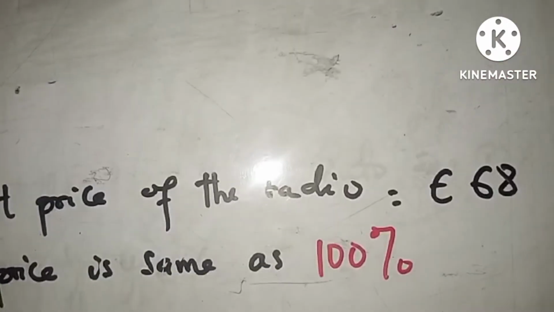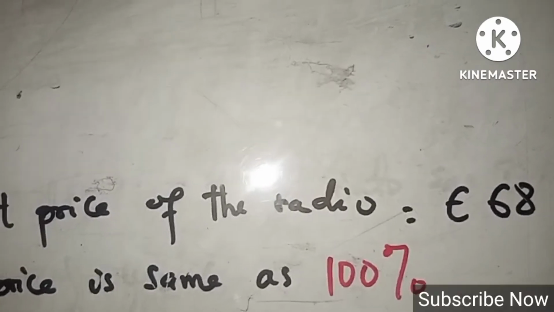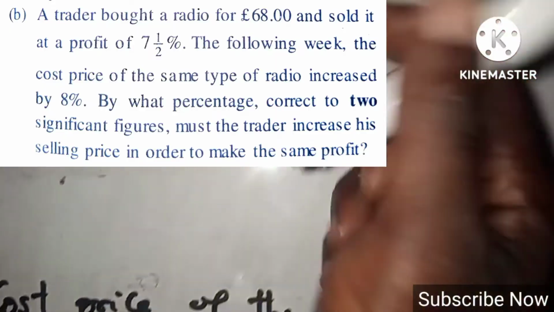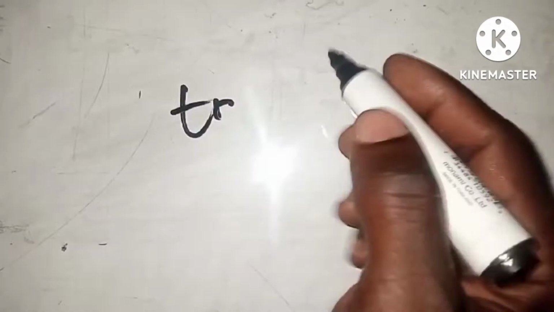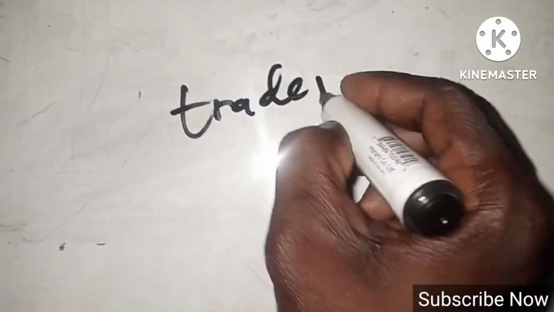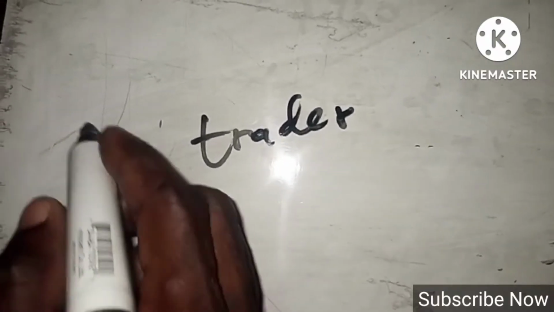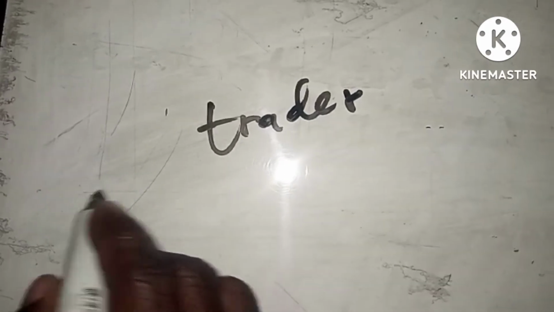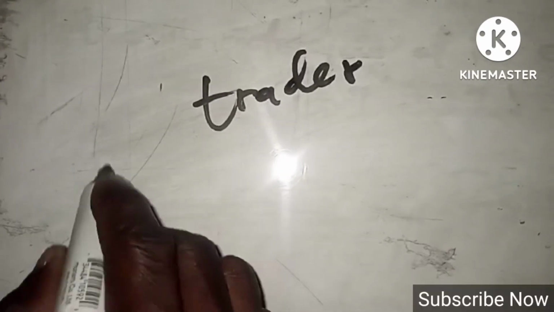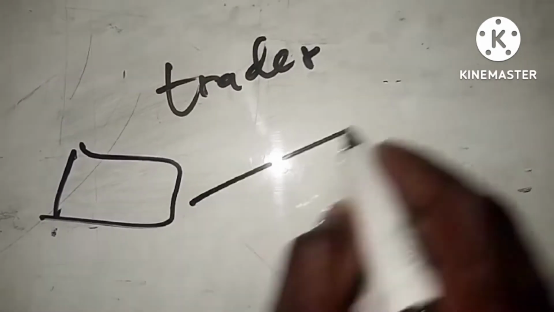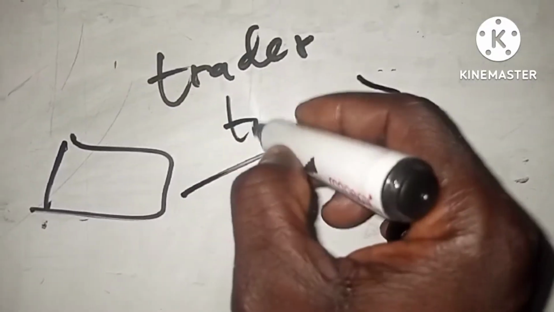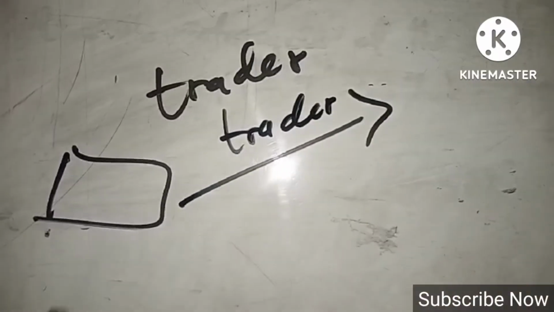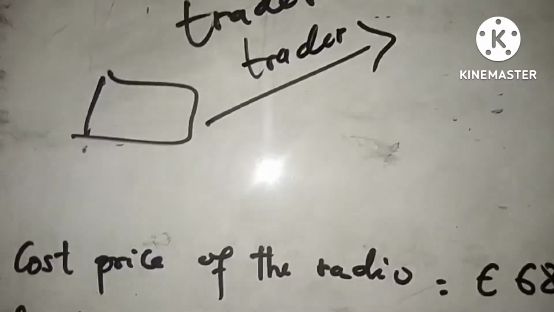So the cost of the radio, right? A trader, if you don't know, is a person, let's say, you buy and they sell. So you buy from, let's say, the manufacturer, and then you sell it out. So you are a trader. You are trading. That is a simple meaning of that word.